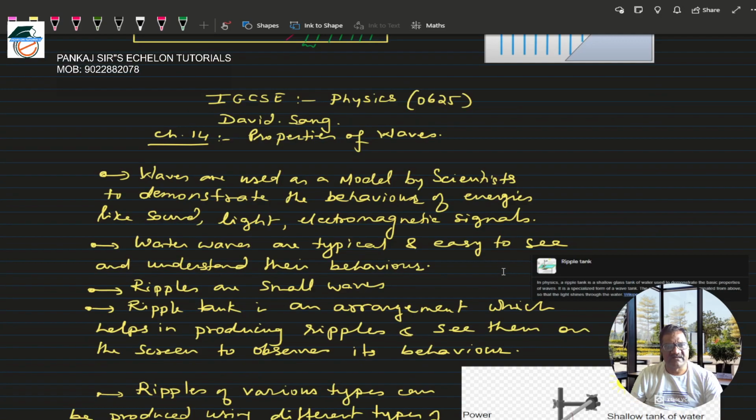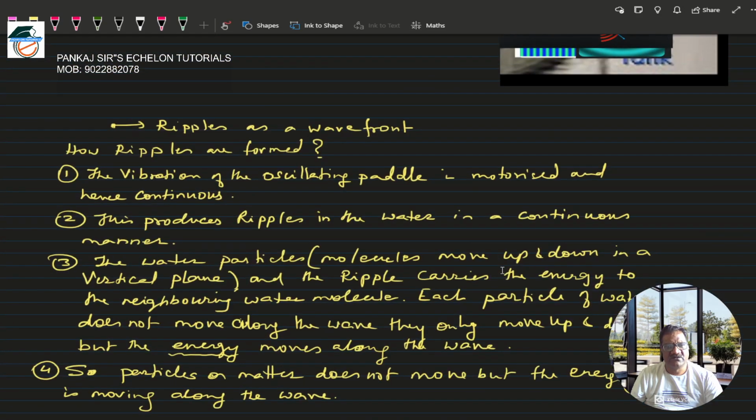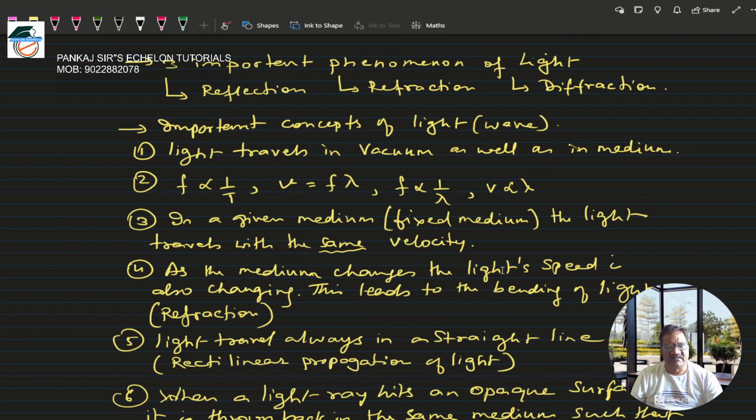Yeah, coming over here. Yeah, this is that. Now, these are the three important phenomena of light that you have to study. One is reflection, refraction, and diffraction.